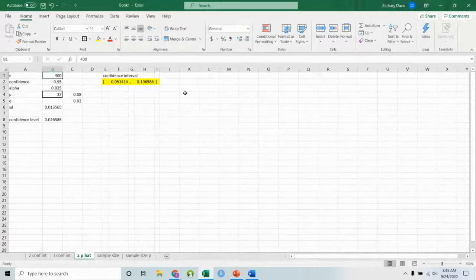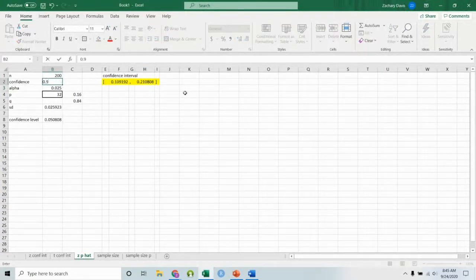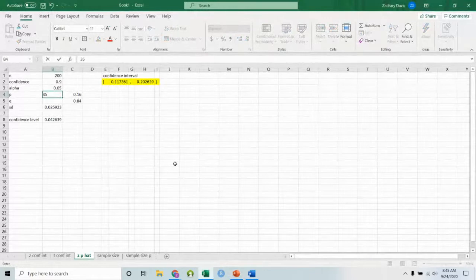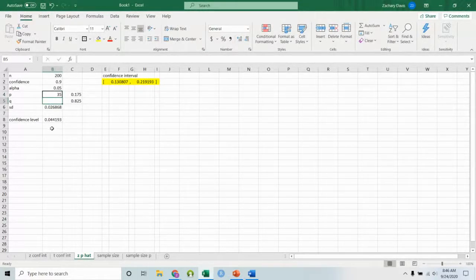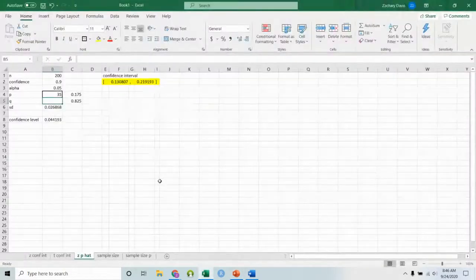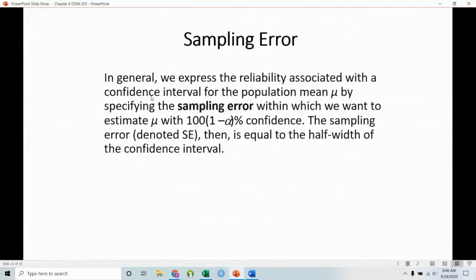So we have a sample size of 200, interested in the 90% confidence interval. We have 35 defective out of 200. We find that our margin of error is 0.04. We subtract that from our p of 0.175, and get 0.13 to 0.21. Okay.